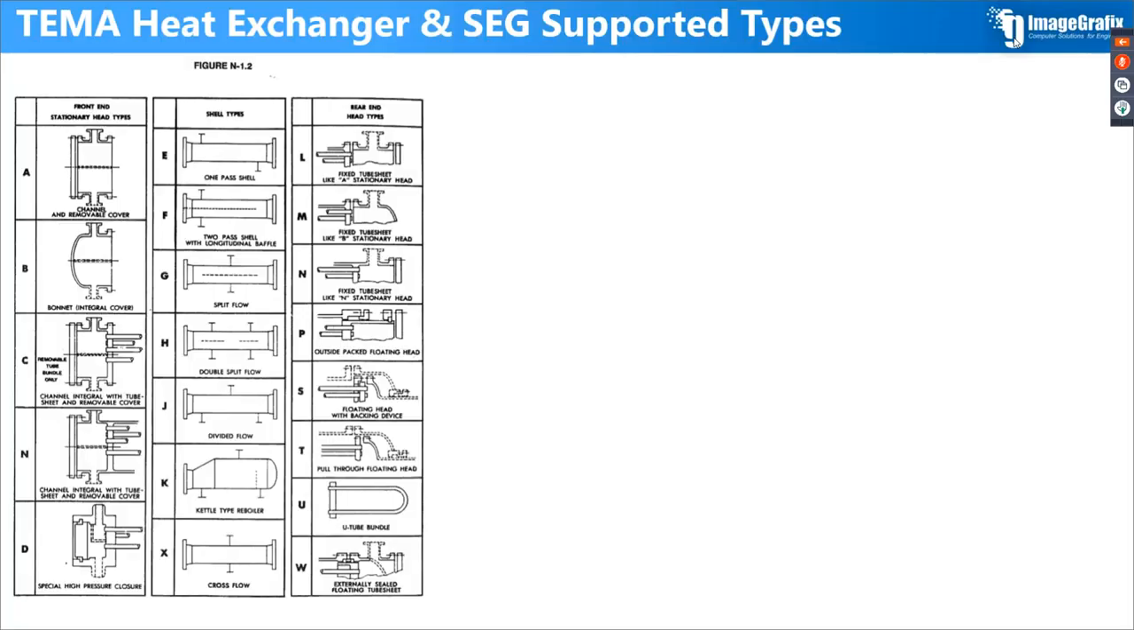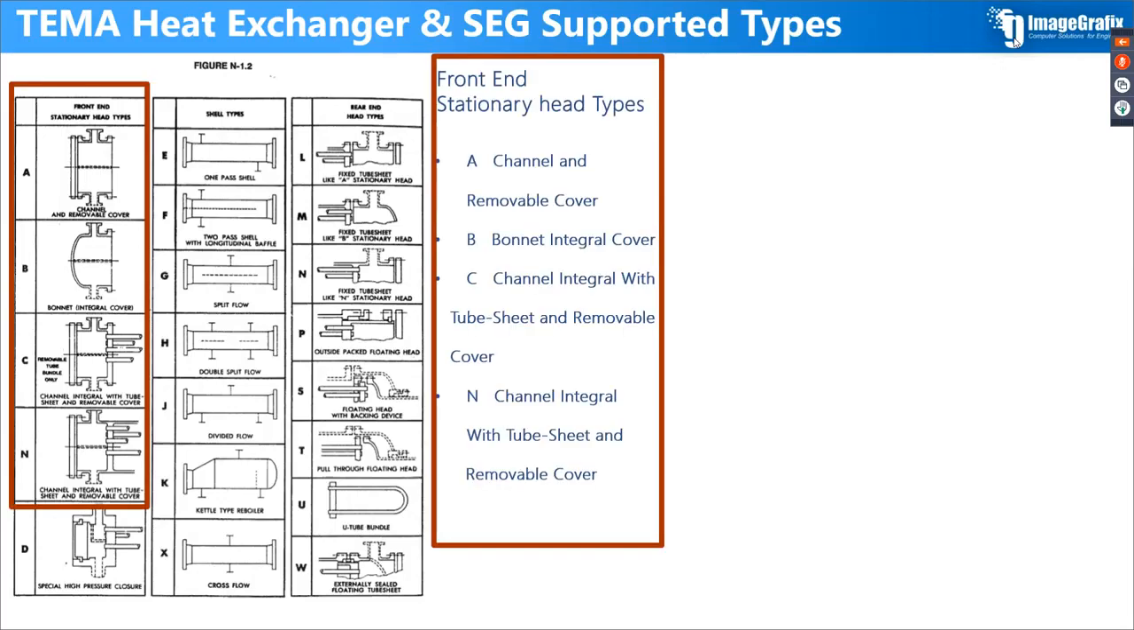Now we will start our topic, which is the TEMA heat exchanger and the available types in SEG and the support types in SEG. That's a famous figure for the TEMA types, and all of us know that TEMA types have three parts. The first part is the front end, the second part is the shell type, and the last part is the rear end. Here in SEG Software, you have the ability to create five items from the front end, types A, B, C, and N.